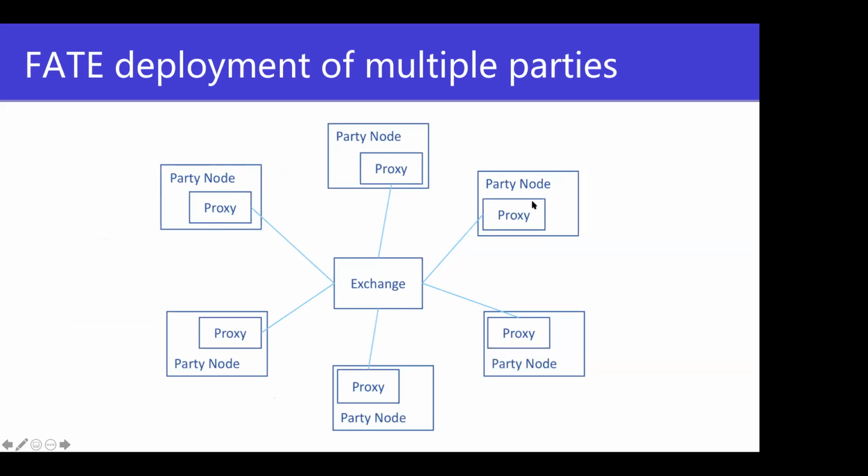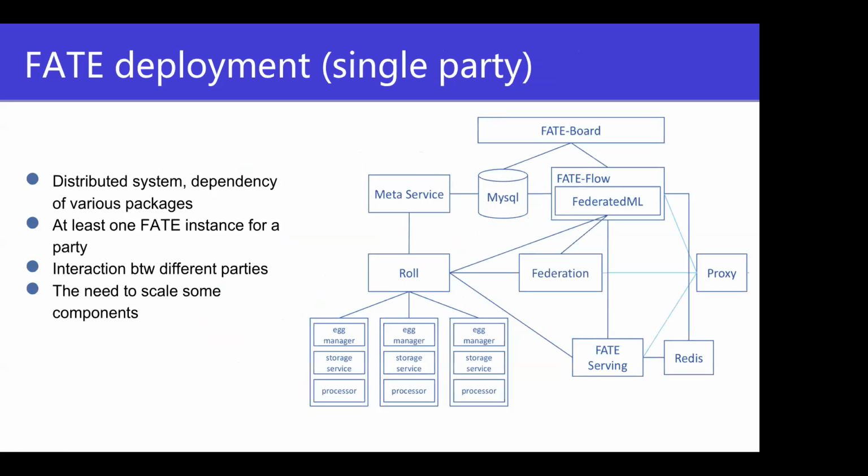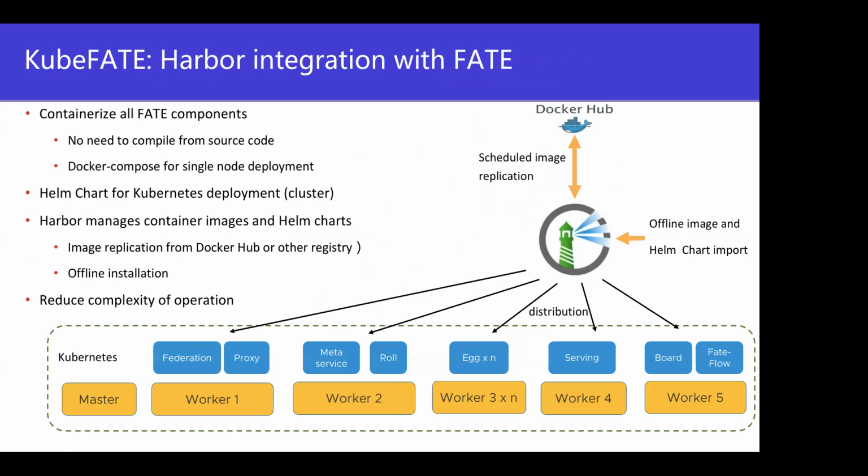and then they work with the exchange component together to exchange data and collectively build a model. Inside each party, they will have many components, as shown here, about 10 components, and some of them can be scaled out. So we see that it's very complicated for them to build or run this.